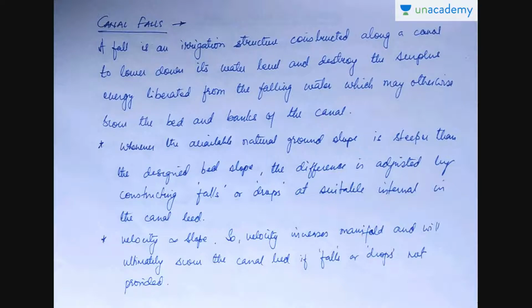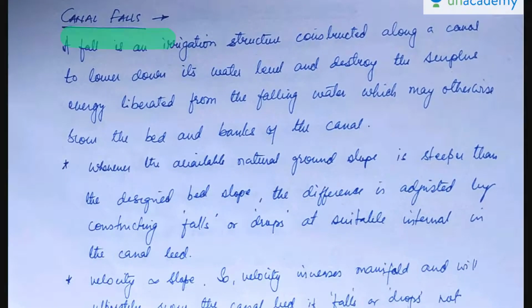Let's study what we mean by saying a canal fall. Canal fall is an irrigation structure constructed along a canal to lower down its water level and destroy the surplus energy liberated from the falling water, which may otherwise scour the bed and banks of the canal.